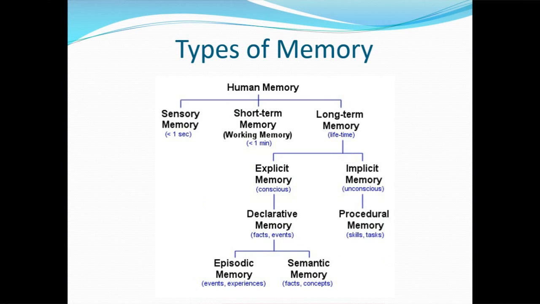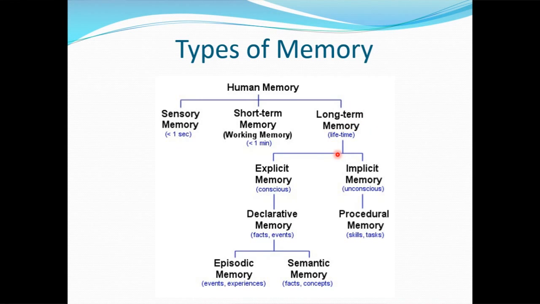Now, looking at memory, we have many different types of memory, and I'm really just going to gloss over this. There's a lot more detail in your book that you can read up on. But basically, we have our sensory memory, which is for information less than about 1 second that we're aware of, our short-term memory, our working memory, which is less than about 1 minute, and our long-term memory, which is there for a long time, okay, even a lifetime.